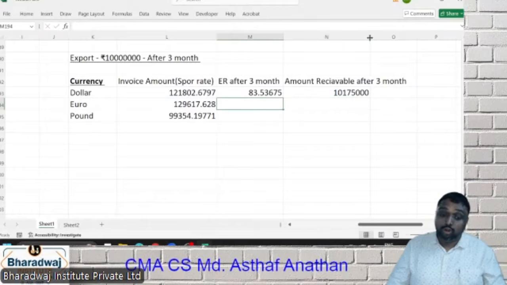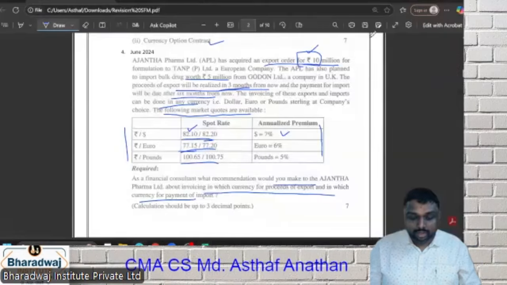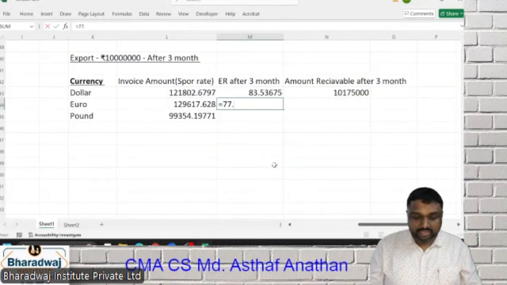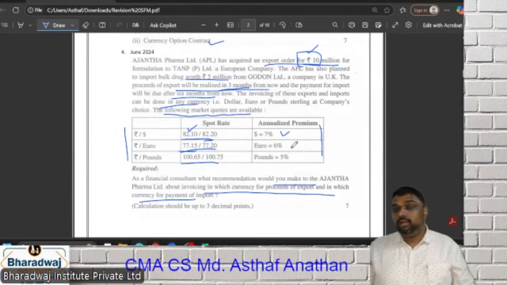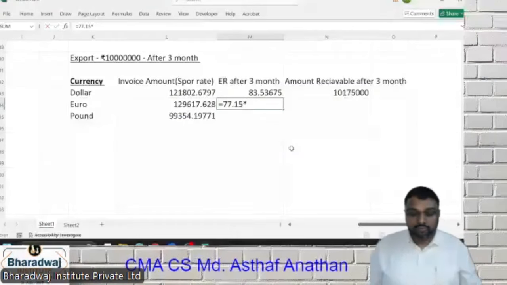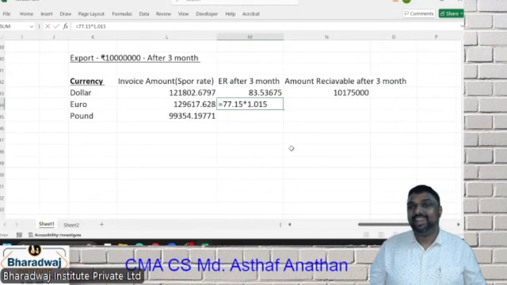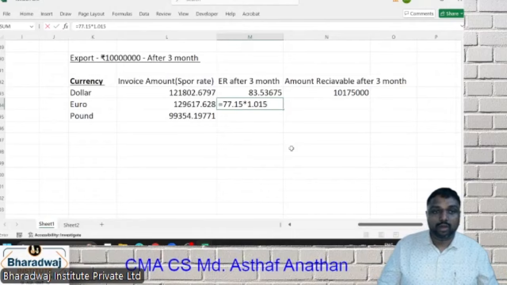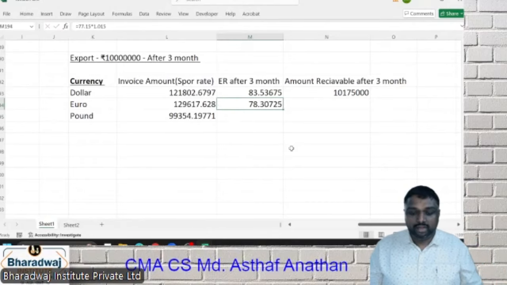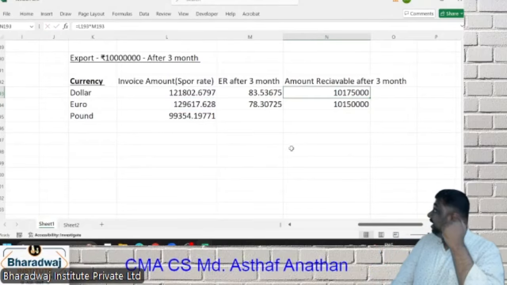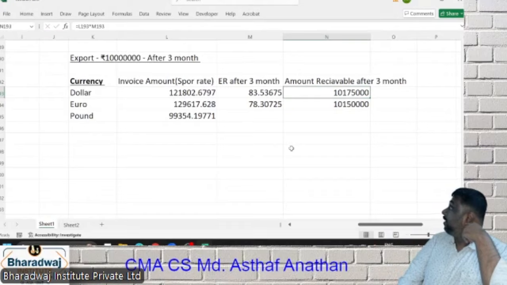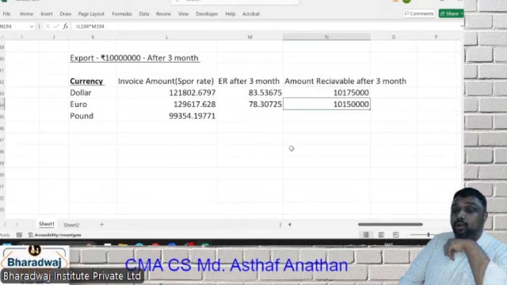Now, euro, you see what is going to happen. Your exchange rate is 77. See, one thing you have done, balance everything is easy. It is 6%. So, 6 months it will be 3%. So, 3 months 1.015. That is 1.5. Now you see here which route is best. Here you are getting 1 crore 1 lakh 75. Here you are getting 1 crore 1 lakh 50.